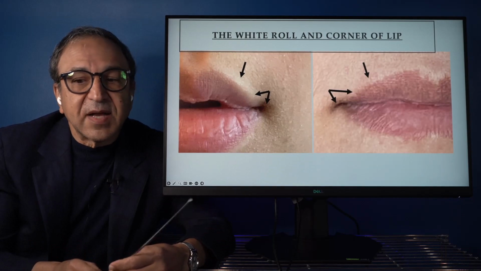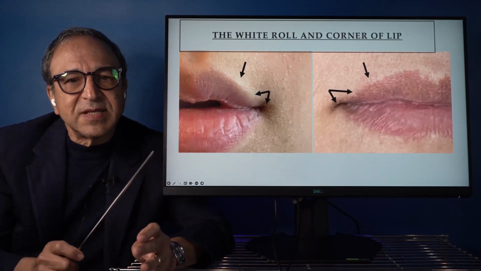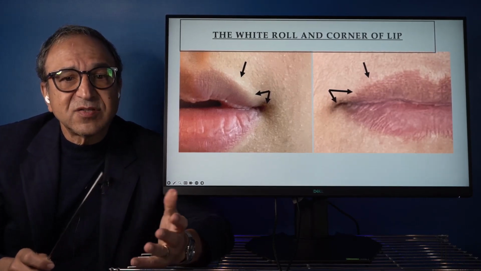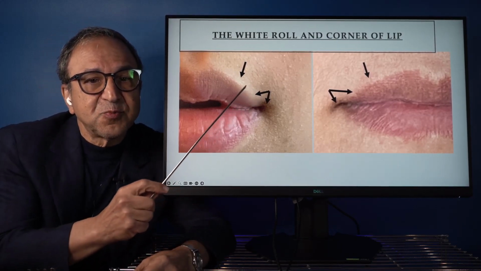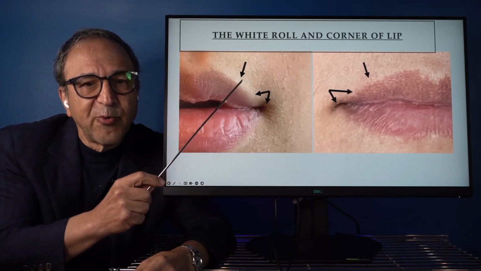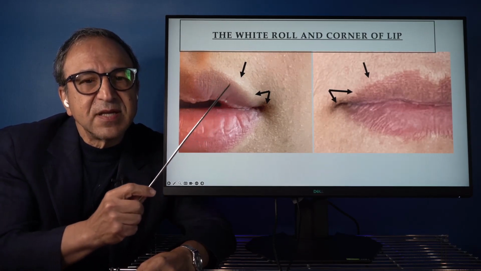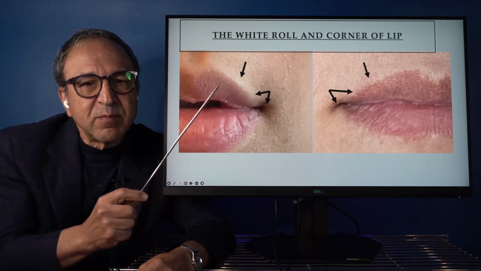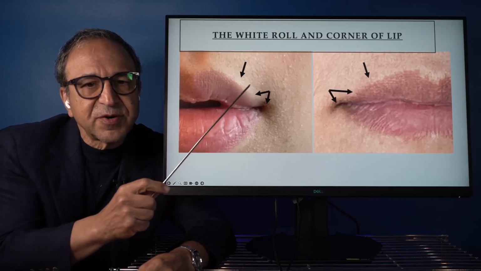Now, let's talk about the white roll. The white roll is not really a structure that you see and you're conscious of. It's more or less something that you're subconsciously noticing. And it's this ridge of tissue in between the normal lip, which is flat, and then it sort of rolls into the vermilion. And usually, the white roll doesn't go all the way out. In most patients, it turns out where the lip forms that little turn down in the corner.